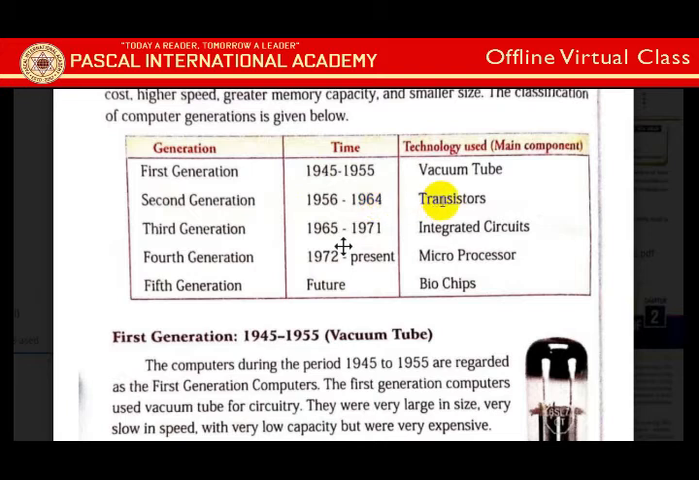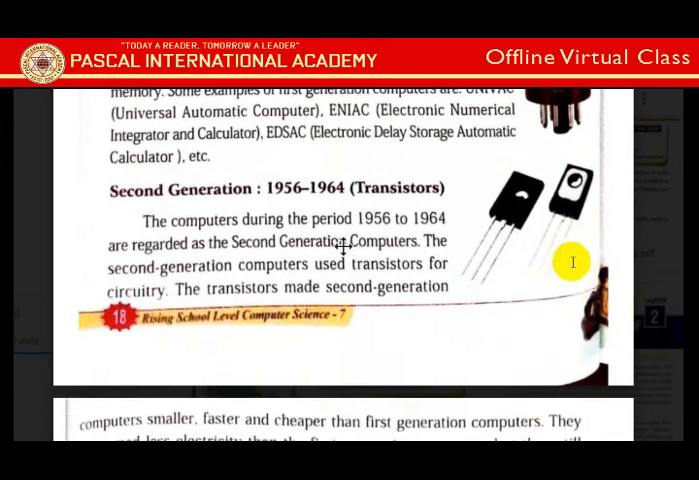And it uses what? Transistors. A transistor is a small chip. Have you seen one? In old computers or in toys today you can see transistors. This transistor is very important. It helps to run the circuitry system in the computer.